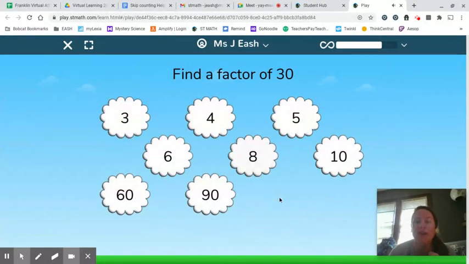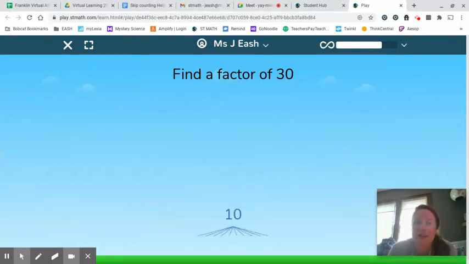This number is 30. So when you're finding factors, they are always smaller than the number they're giving you. So with 30 here, you will never have a factor greater than 30. So I already know 60 and 90 aren't factors. Those are bigger, so those would be your multiples. Now I need to think by skip counting, what can I multiply together to get 30? Already in my head, I know I can get 30 by skip counting by tens. So 10 is a factor of 30.